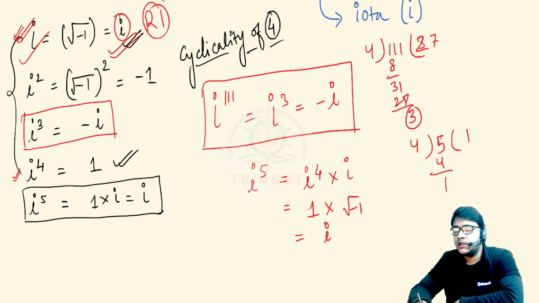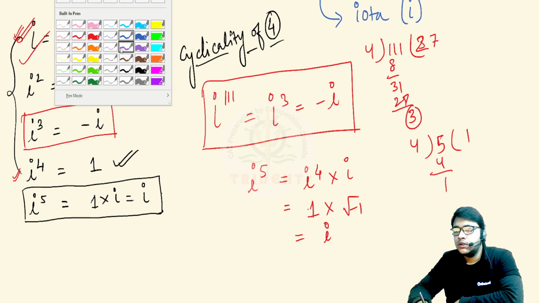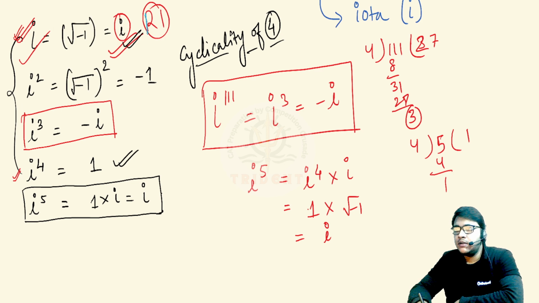Let me take a different color, let's say to entertain this thing, let's take this one. So when you get a remainder 1, you will entertain with this value. When you get a remainder of 2, you will entertain this value. When you get a remainder 3, you will entertain this value.